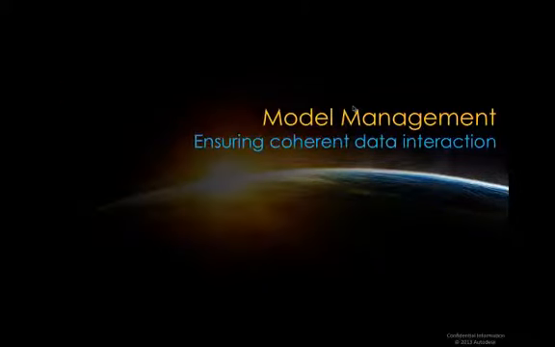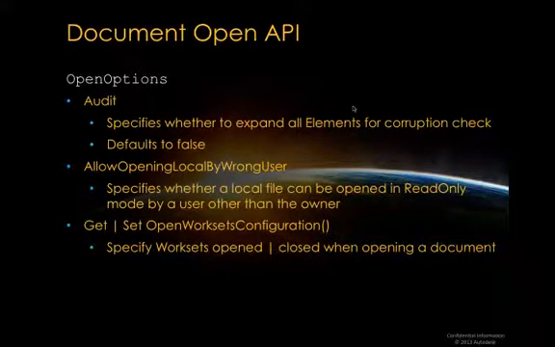A number of enhancements apply to model management, obviously to ensure coherent data interaction. The Document Open API provides new functionality through the Open Options class, so you can specify auditing behavior, whether to expand all elements and check for corruption. You can specify whether the local file can be opened by the wrong user, and you can read and set the open work sets.